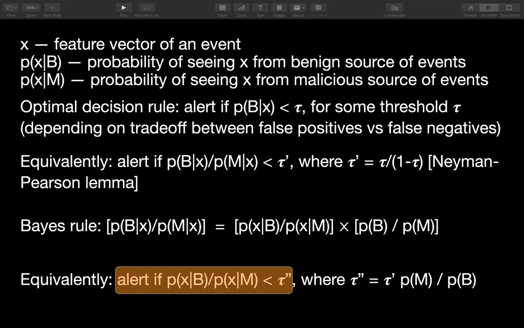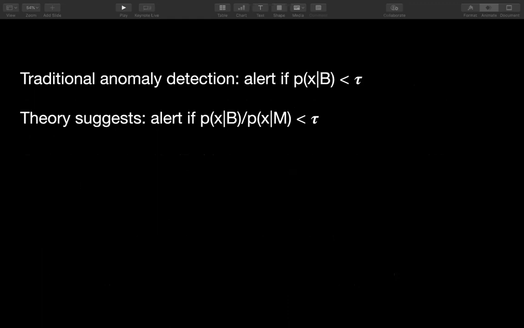Now let's go back to what anomaly detection does and compare. The traditional anomaly detection decision rule is to alert if the likelihood among benign data is below some threshold. And we ignore the likelihood among malicious data. But this reasoning tells us that the optimal rule would be to look at the ratio of those two likelihoods and alert if that's below a threshold. So traditional anomaly detection is not using the statistically optimal rule.